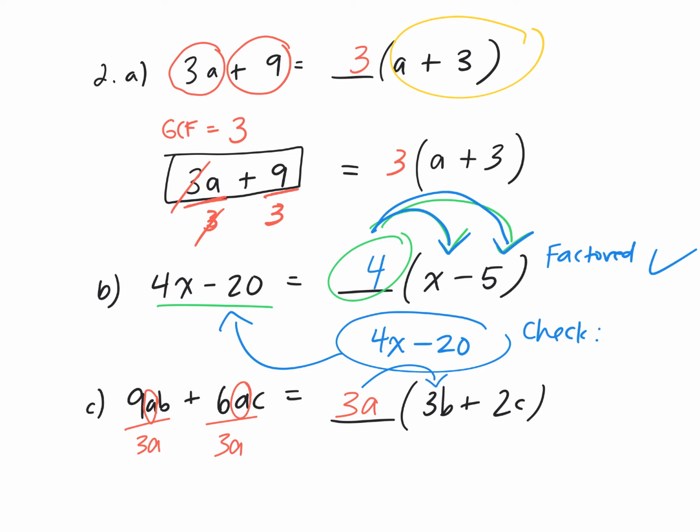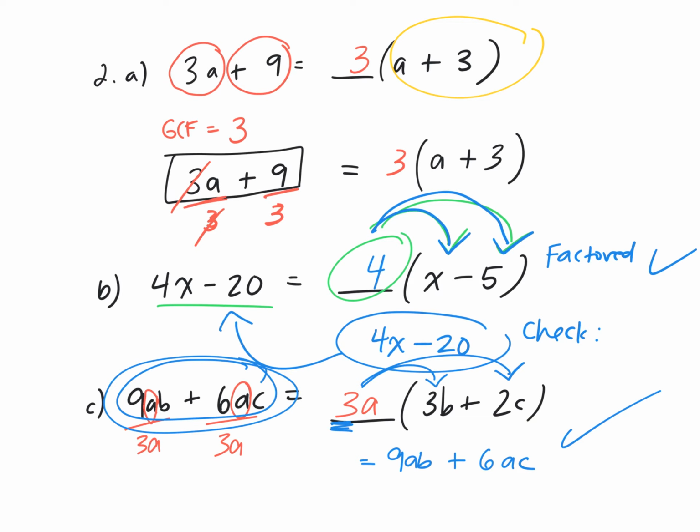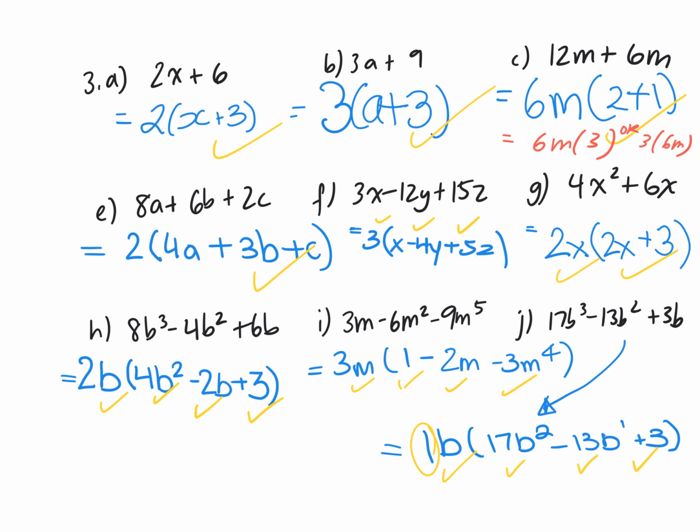Well, 3a times 3b would be 9ab. 3a times 2c would be positive 6ac. Was that the original question? Then yes. Some of you just wrote 3, but check your answer. You wouldn't get back to this. So that wouldn't work. Okay, so these are some examples of questions that you had to factor. So you can look through these and check your work.